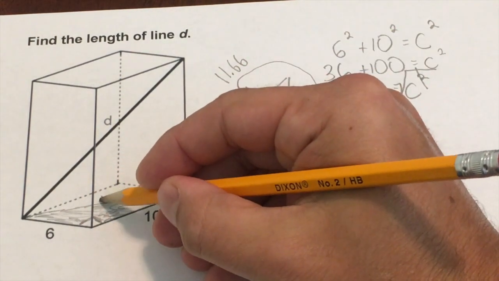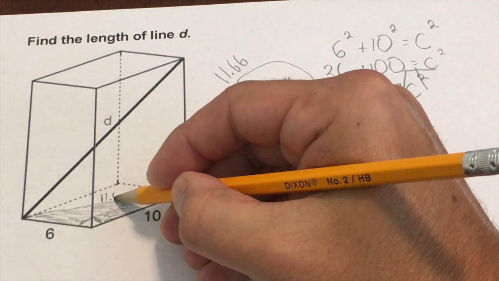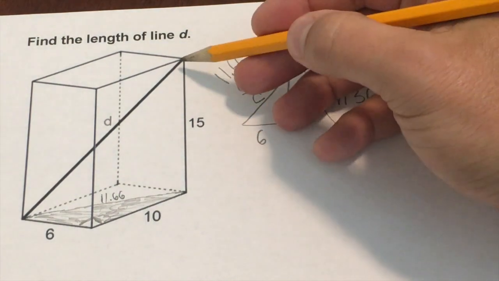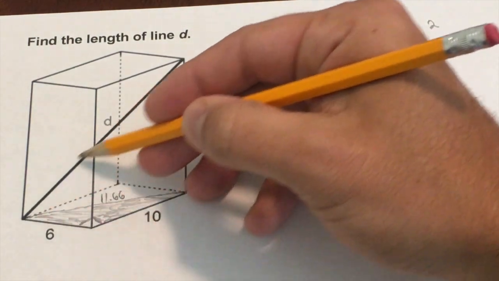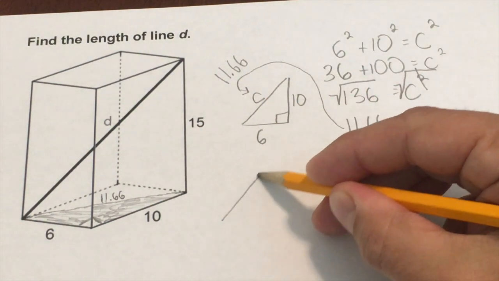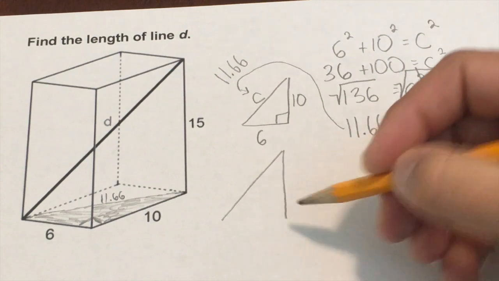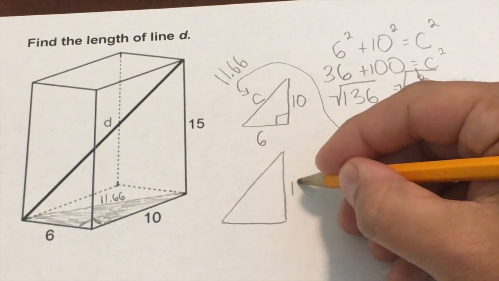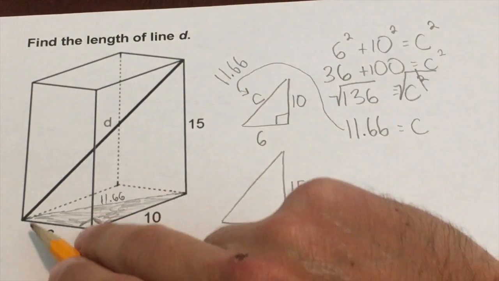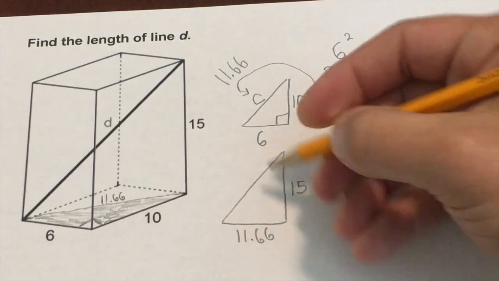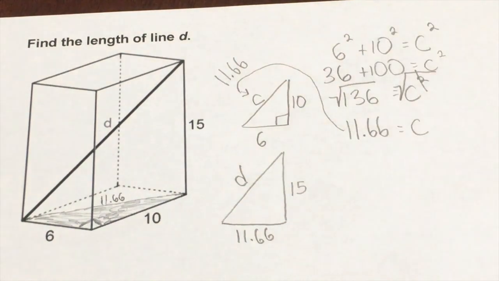Let's go ahead and write that in just so we can see it. All right, notice we did not find the value of D yet. But what this did create is a right triangle that is standing up inside of the box, significantly larger than the right triangle on the bottom of the box. The height is 15. The base of the triangle is the hypotenuse that we just found, 11.66, and the missing value is D. Let's do it all over again.